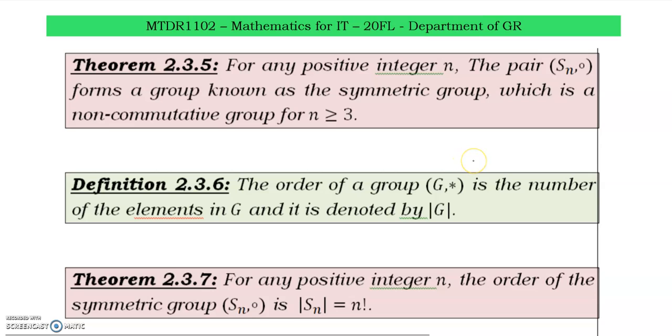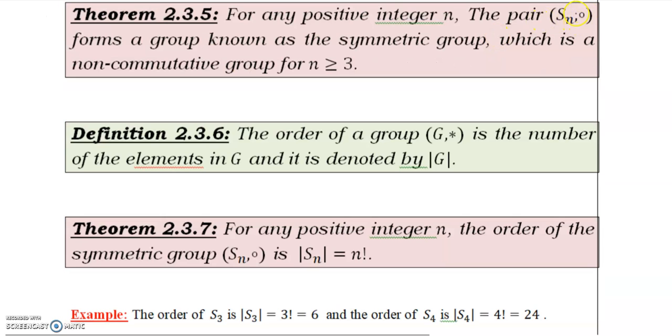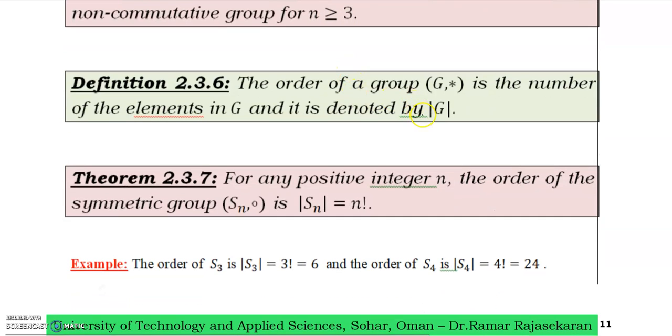Suppose we have n, the positive integer. Then what is Sn comma composite? This is the symmetric group. Okay, n greater than or equal to 3. Okay, what is the order of your group G? This is the notation for order of the group G, which means the number of elements in G. That is denoted by two lines inside G, or you can say modulus of G. That is order of a group.